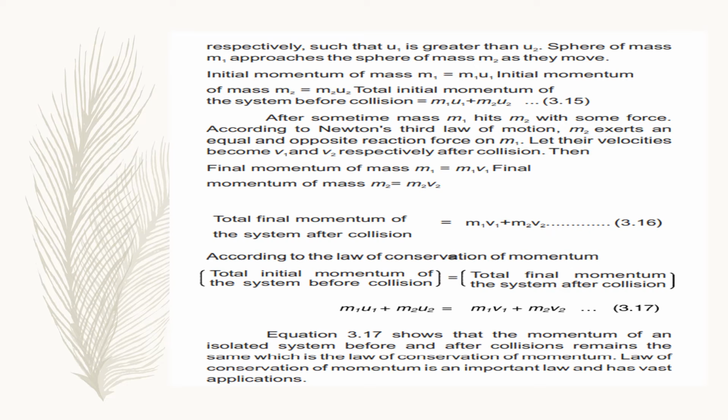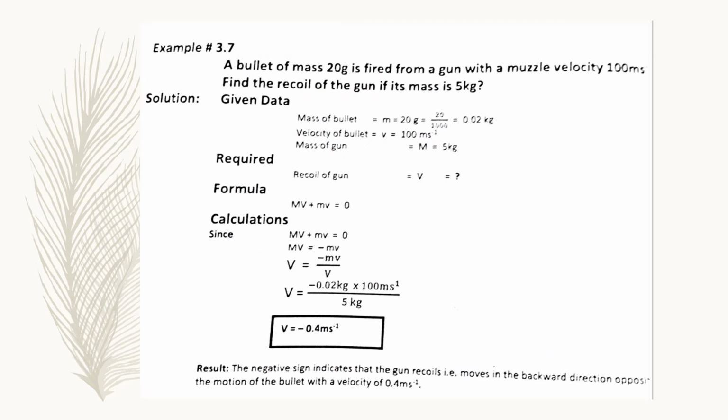We have vast applications of this law in our life, like the gun and bullet example. Now there is example 3.7. The statement of this example is: a bullet of mass 20 grams is fired from a gun with a muzzle velocity of 100 meters per second. Find the recoil velocity of the gun if its mass is 5 kg.